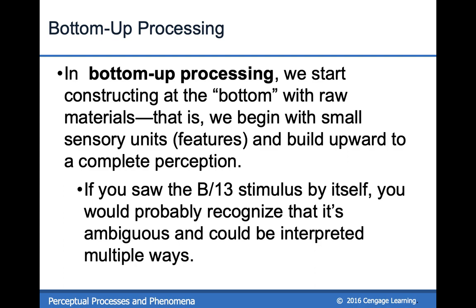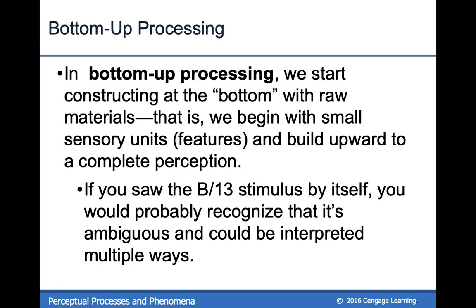On the other hand, we have bottom-up processing. With bottom-up processing, we start with raw materials. So we're going to look at the shapes, the small sensory units, the basic features, and then build upwards to a more complete version of that perception. So if you saw that B or 13 stimulus by itself, you would recognize that it's ambiguous. You would look at the shape of it. You would see the single line and then the two curves, and that they're not connected. You're going to look at the basic shapes, and then from there, you're going to build your general perception of whether it's a B or 13.